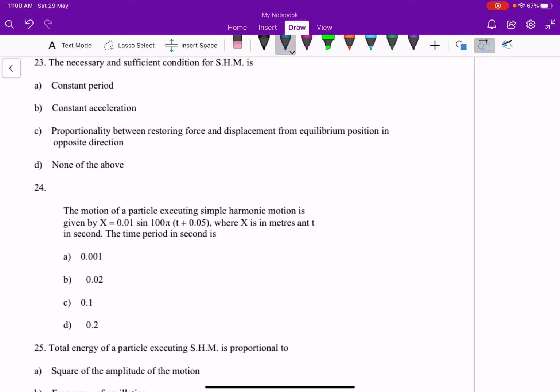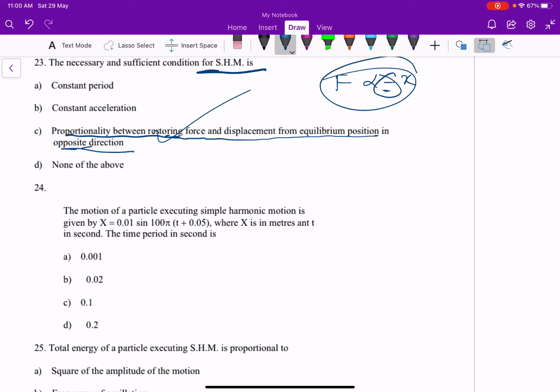The necessary and sufficient condition for simple harmonic motion is proportionality between the restoring force and displacement from equilibrium position, in the opposite direction. The restoring force must be proportional to displacement but opposite in direction. The negative sign indicates opposite direction. So this is the answer.